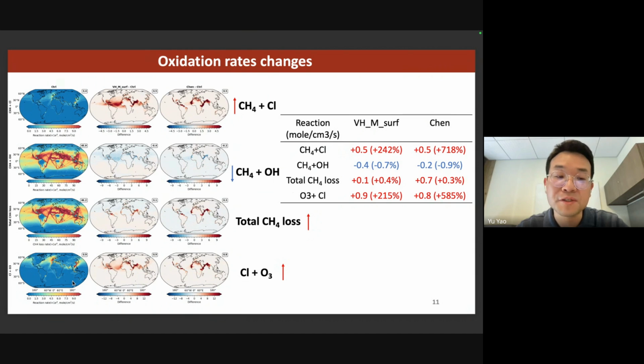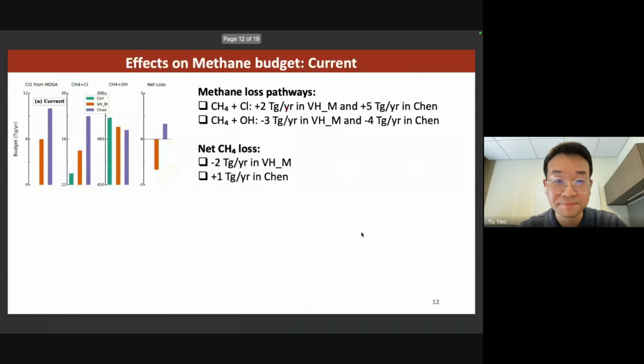We can also see the changes in the reaction between chlorine and ozone, which also increases over 2 times if using the Verhagen Maiden parameterization, and over 5 times if using the TEN parameterization. So with these changes, we are expecting changes in the methane budget.